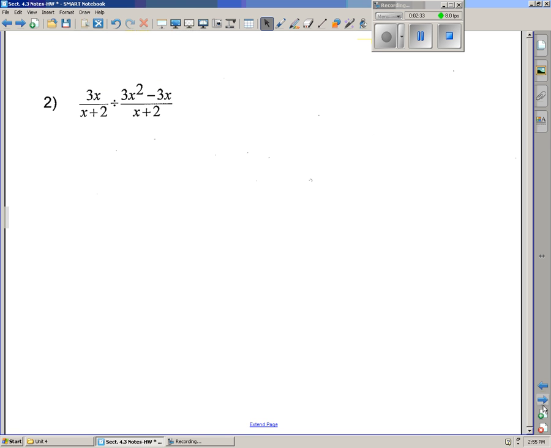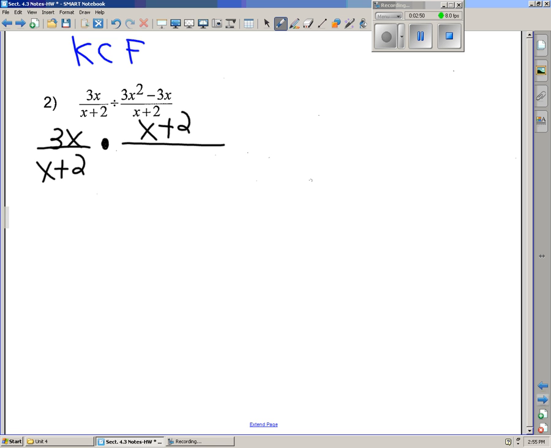So again, it's division, so we need to do keep, change, flip. So we're going to keep the first fraction as is. It's going to be 3x divided by x plus 2. We're going to change division to multiplication, and we're going to flip the second fraction, so x plus 2 is on top, and 3x squared minus 3x is on the bottom.